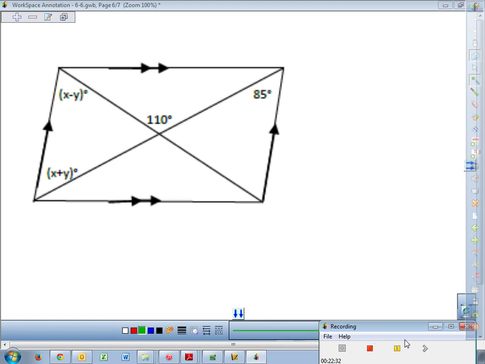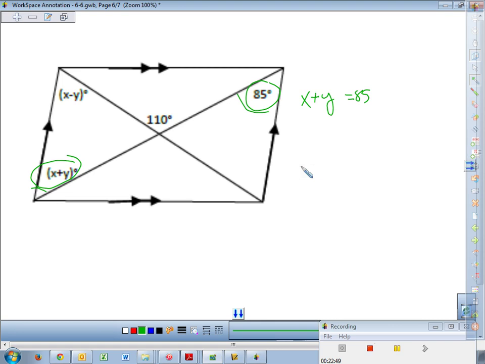Who's got some ideas for me? X plus y equal 85? Everyone down with that? How come? Why should those be? Those are alternate interior angles, right? They got to be congruent. Awesome! Awesome. There's one equation.